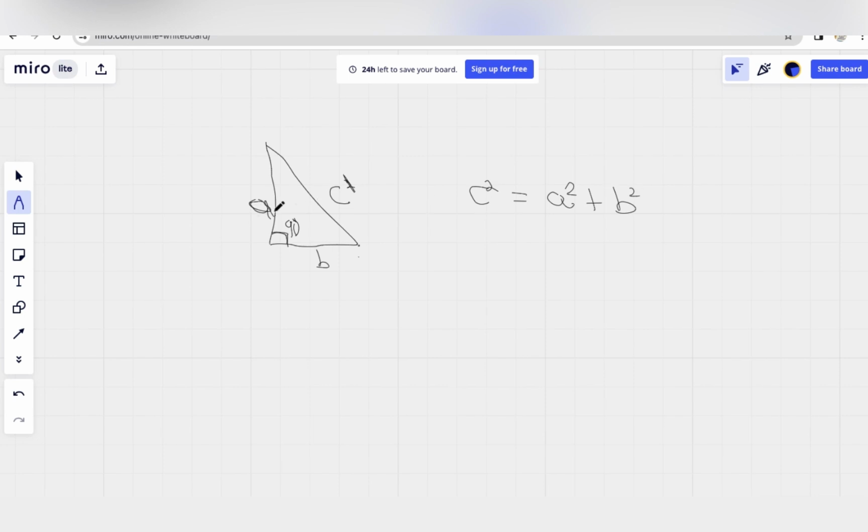So he's saying that if you want to find this longest side, which is called the hypotenuse, and this hypotenuse is facing the angle 90 whenever you have a right angle triangle, we will say it is side A square plus side B square.